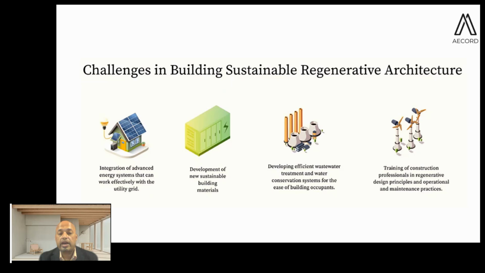So it is really encouraging to see that in the market we are getting a lot of materials which are taking care of the overall environmental impact in terms of extraction, manufacturing, and recycling. Complete, we call it LCA, the life cycle assessment, where for systems and building materials, they do LCA analysis and see that you have very little life cycle impact for a material. Then, developing efficient wastewater treatment and water conservation systems for the ease of building occupants.